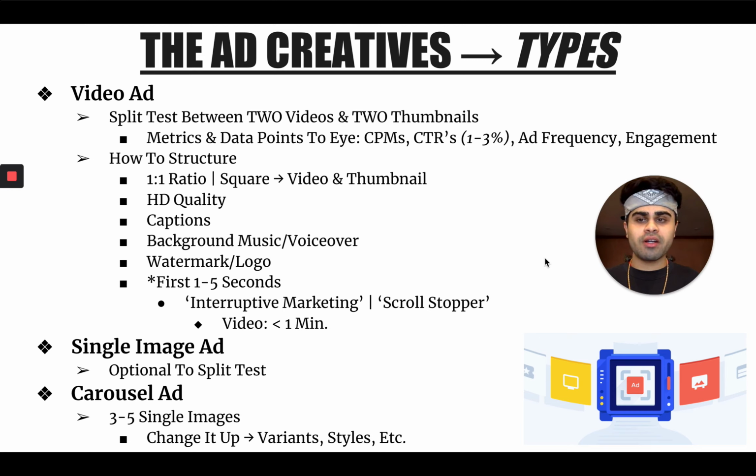How to structure a video ad, okay? First and foremost, you want your video ad to be a 1:1 ratio, okay? You want it to be a square, and this goes for video and thumbnail. I see a lot of e-commerce dropshipping ads that are rectangle, cinema scene, different scopes and different sizes. Facebook's very strict on this, and 1:1 really does work the best.